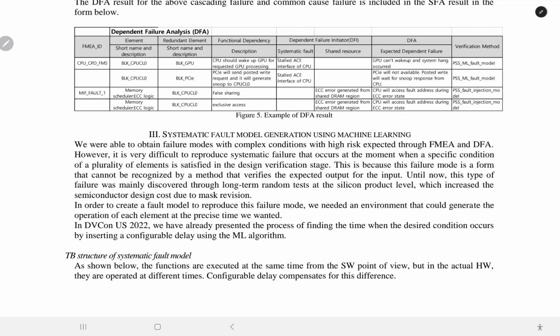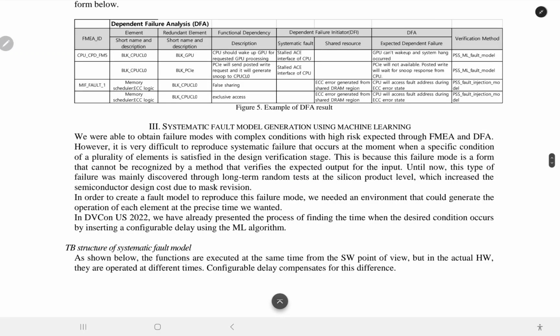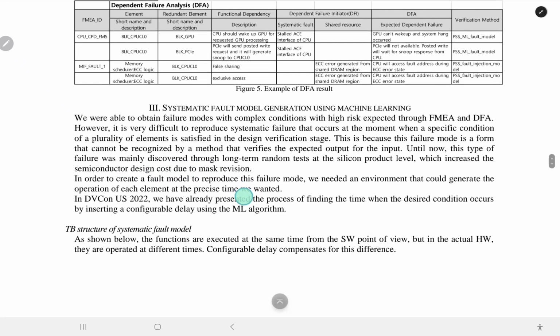However, it is very difficult to reproduce a systematic failure that occurs at the moment when the specific condition of the element is satisfied in the design verification stage. This is because the failure mode is a form that cannot be recognized by methods that verify the expected output for the input. Until now, this type of failure was mainly discovered through long-term random tests at the silicon product level, which increases the semiconductor design cost due to the mask revision.